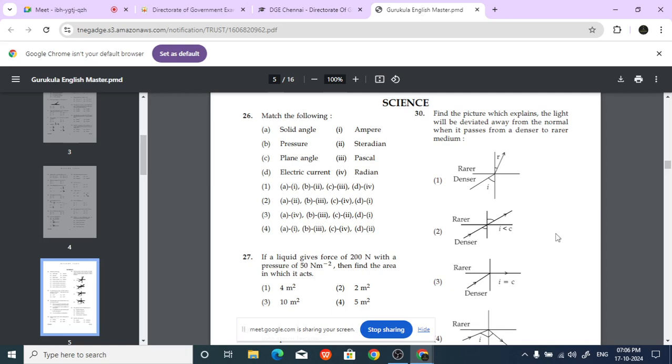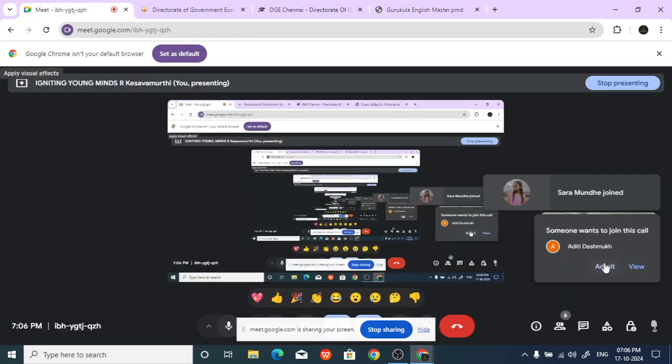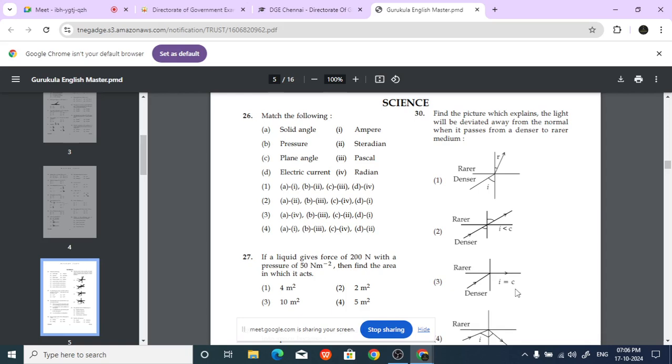The picture shows something different in this case, but they mentioned I is less than C. This angle is C, this angle is I. Are you able to see the screen, children who have joined right now?